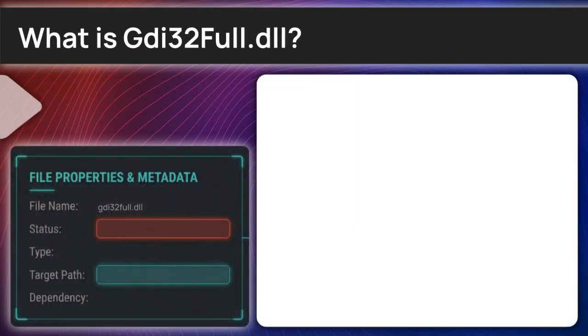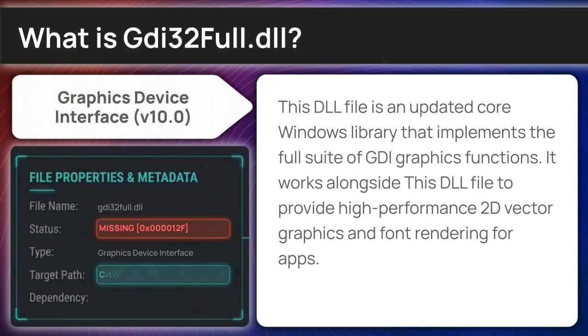This DLL file is an updated core Windows library that implements the full suite of GDI graphics functions. It works alongside this DLL file to provide high-performance 2D vector graphics and font rendering for apps. Let's get to work. We'll start with the most common fix for this specific error.